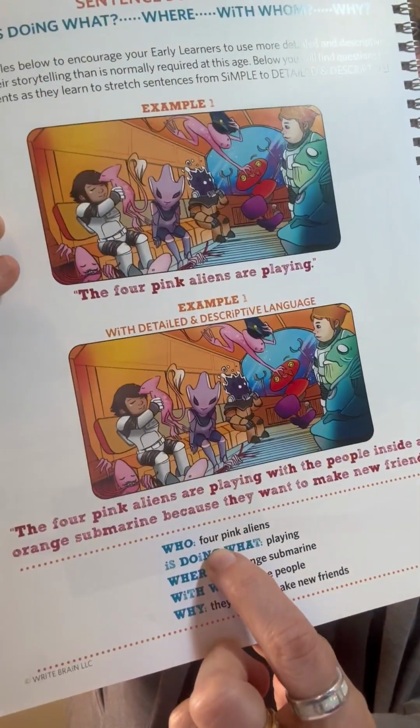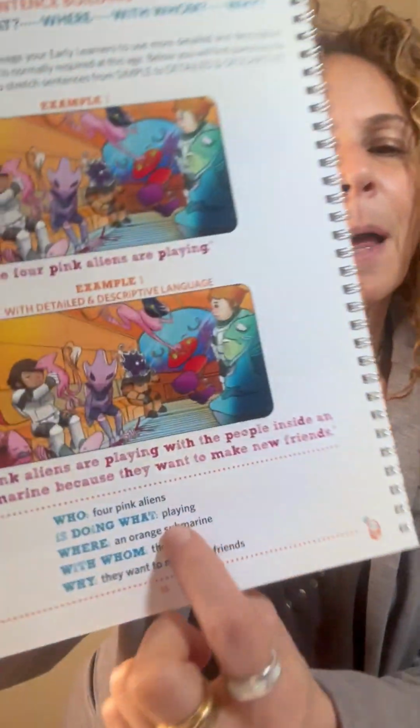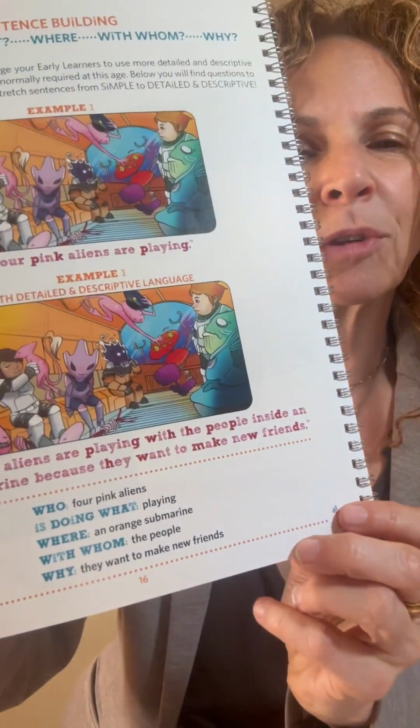This is really important. I love the sentence building. Who is doing what, where, with whom, and why? You can do that with every image, every story card. So when I do sentence building, I like to really lay it out. So who, 4 pink aliens, is doing what? Playing. Where? An orange submarine. With whom? The people. Why? They want to make new friends.